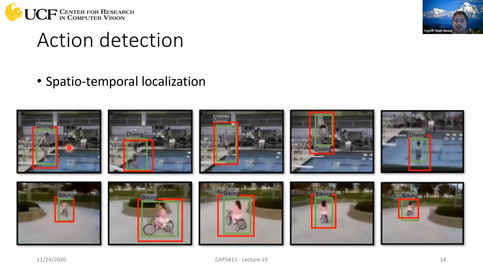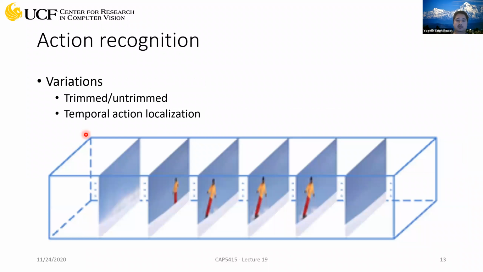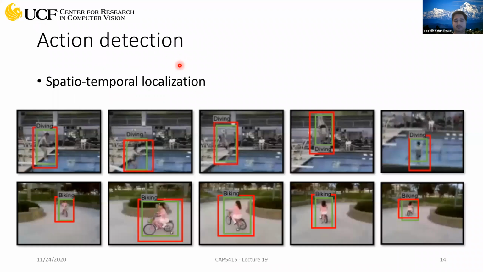In the untrimmed case, similar to temporal action localization, you'll have regions where no action is being performed and regions where actions will be performed. So the difference is in this case, you just predict the start frame and the end frame, but in action detection, you will also predict a bounding box around the actor. All right, so that's a big difference between temporal action localization and action detection.